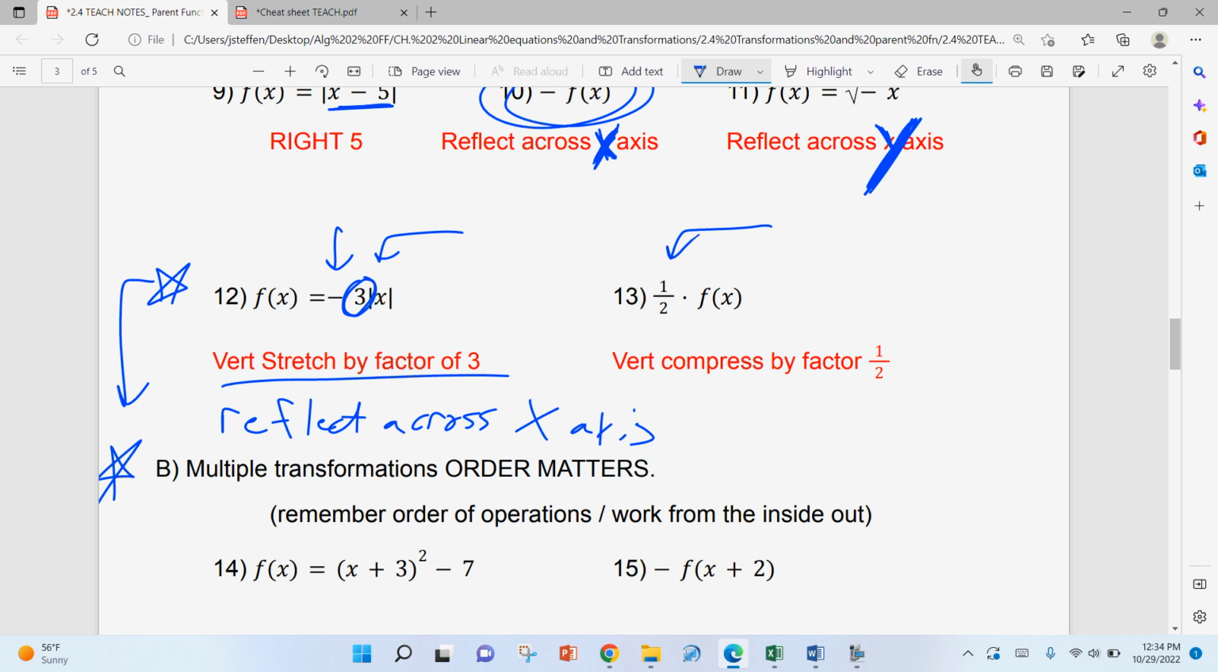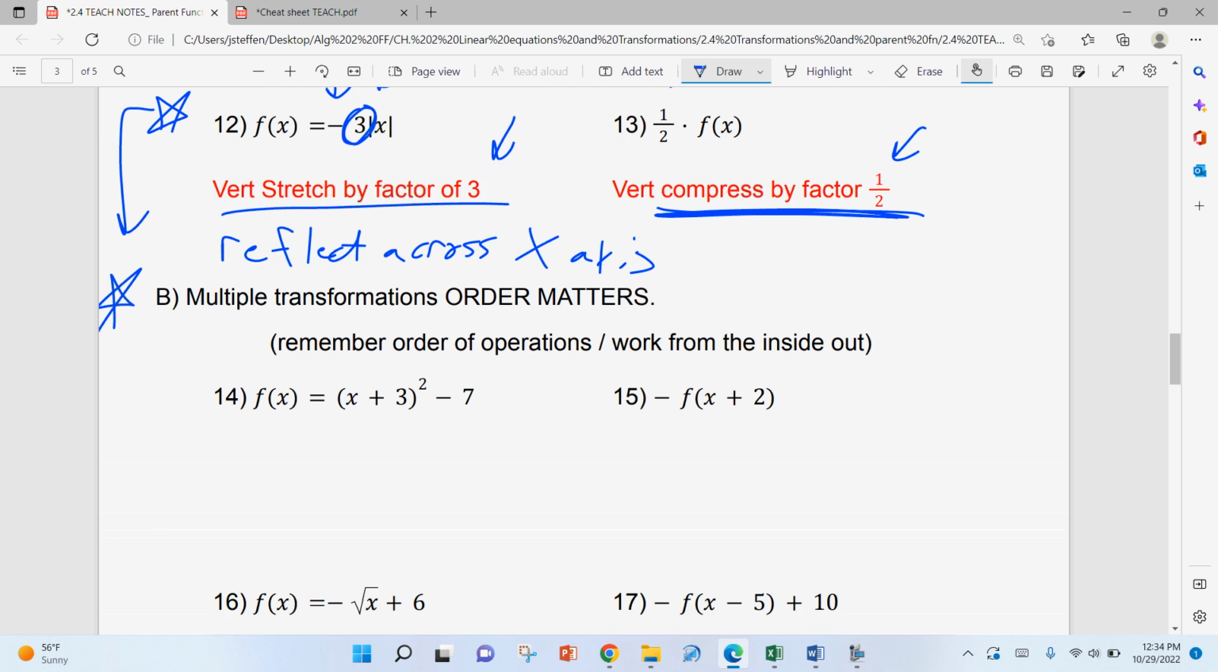And then the next one, this 1/2 is smaller than 1, so it's a vertical compression by a factor of 1/2. And that's the only difference. It's still vertical. The factor is still that number in front, 3 and 1/2. The only difference is if it's smaller than 1, it's a compression. If it's bigger than 1, it's a stretch.